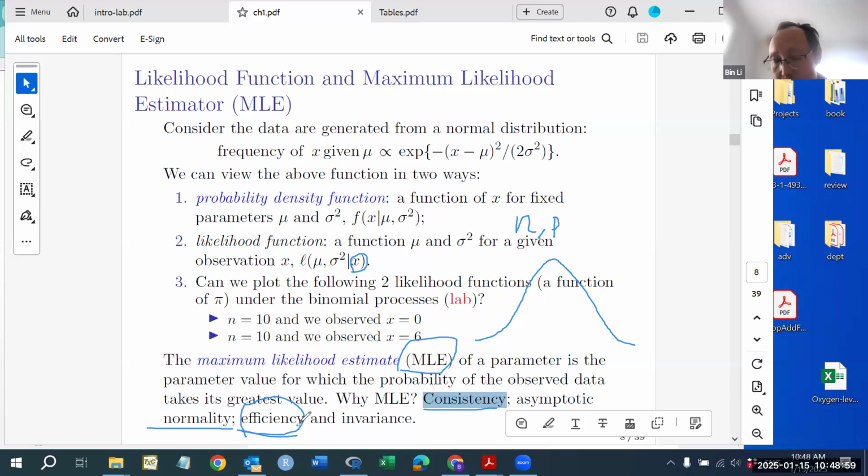So that was efficiency. And the last one is invariance. That means if you have an MLE for a parameter, then for any function of that parameter, we can still use that MLE, and it will also be the MLE for the transformed parameter. Okay, so based on these nice properties, we statisticians use the MLE a lot.